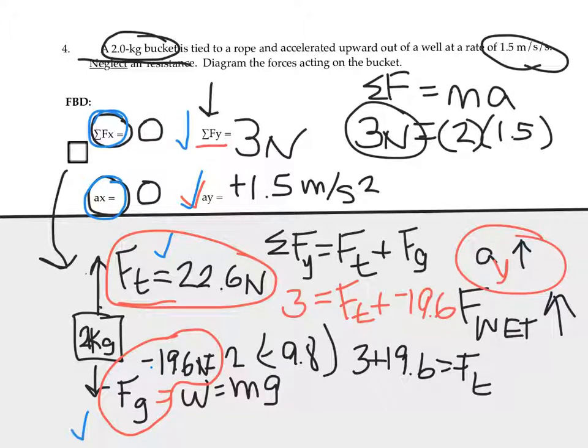Hopefully you followed along with that, and hopefully that helped out. It does all start with the free body diagram, though. Make sure you are confident in what you're drawing, and then start finding the numbers wherever you can.